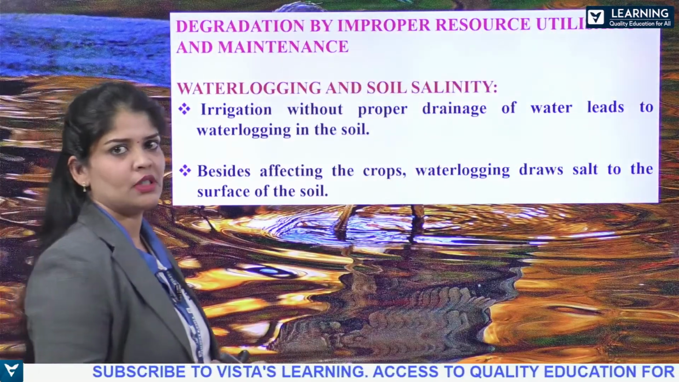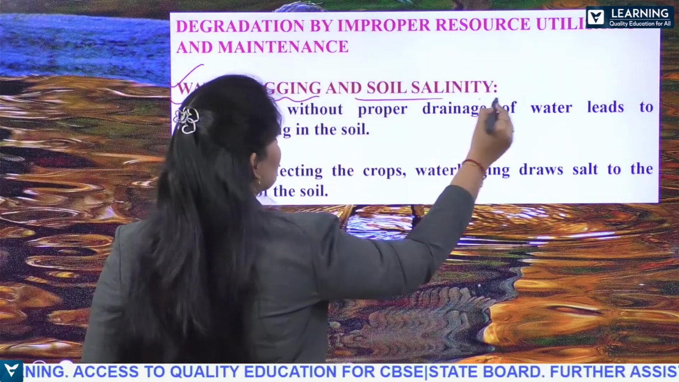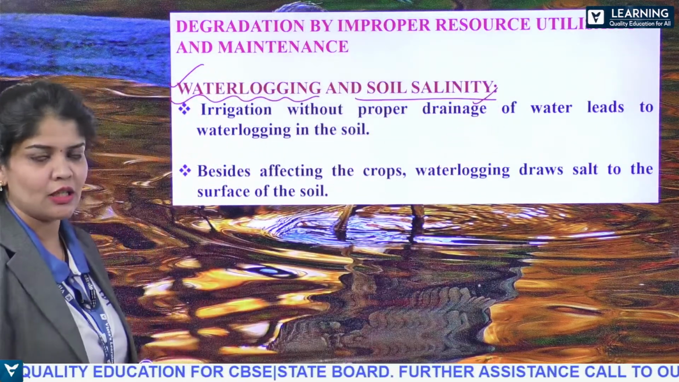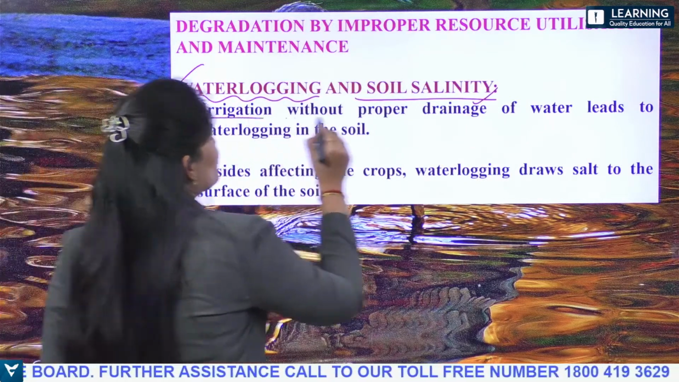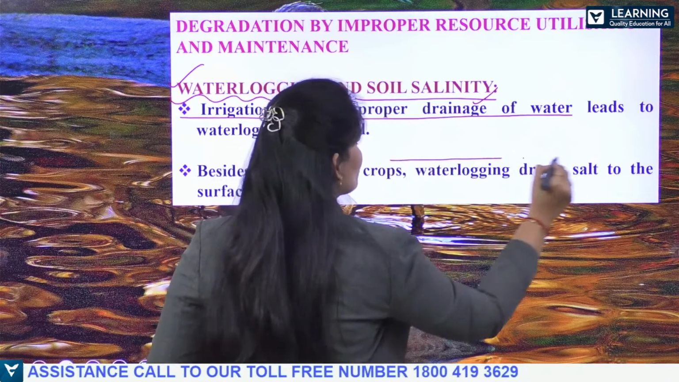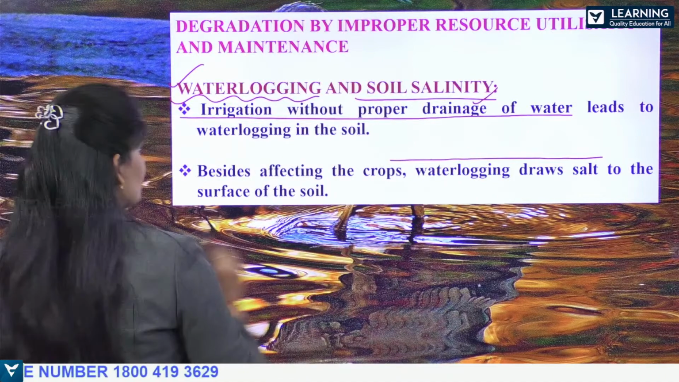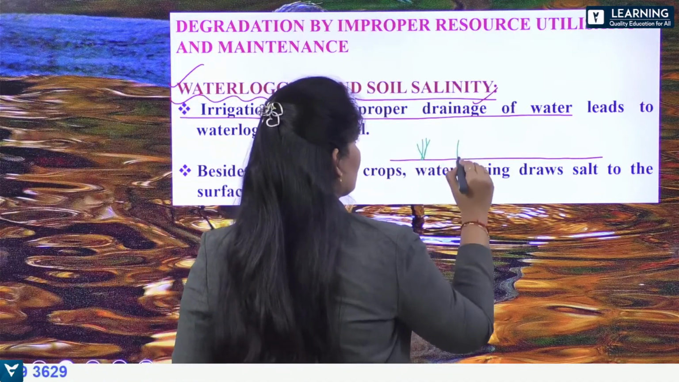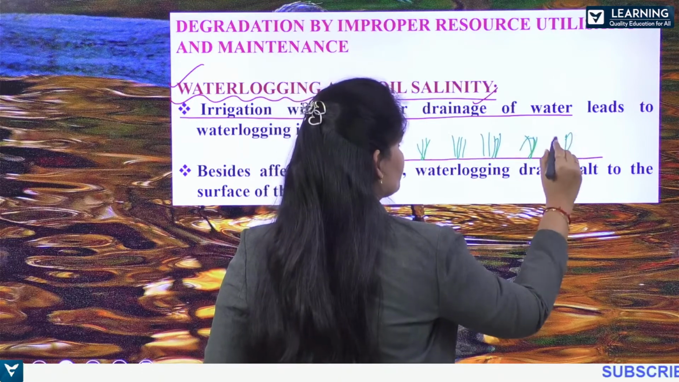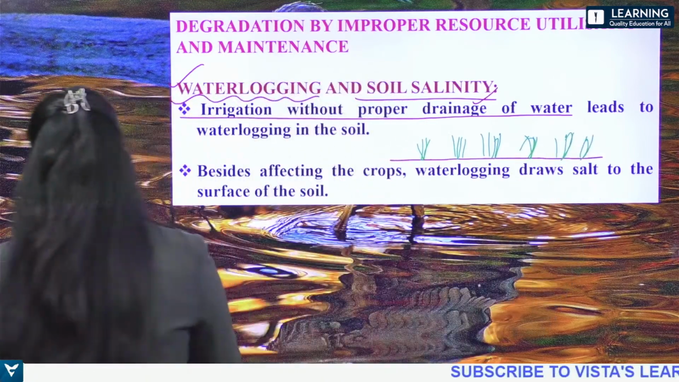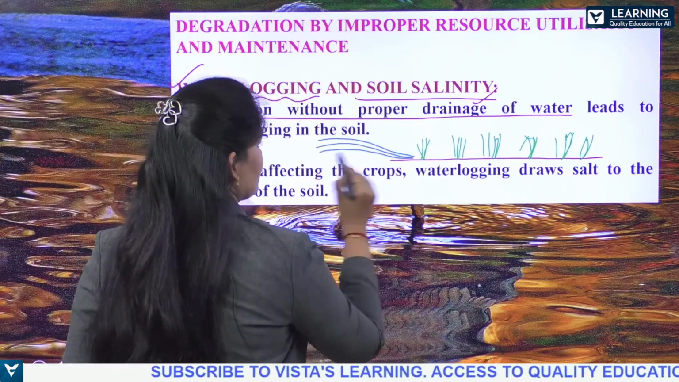Now, let's discuss another problem. One is waterlogging and the other one is soil salinity. Waterlogging and soil salinity: irrigation without proper drainage of water. See, this is the land where we started plantation, and we started irrigating this land.